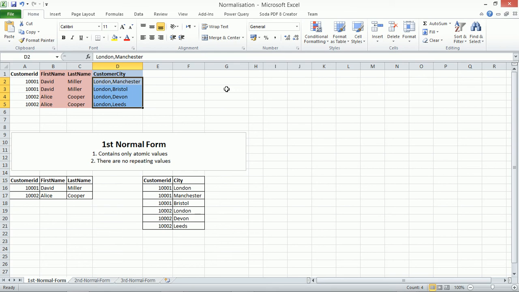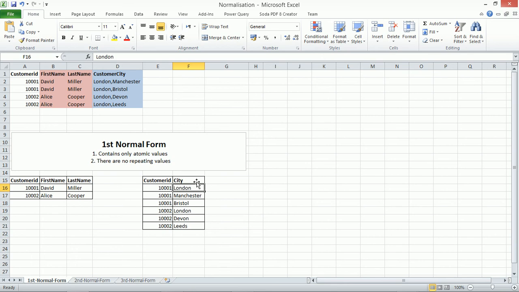multi-value attributes. So if we were to convert this into the first normal form, the first thing we will do is break this down and create a separate table. So we will have customer ID and a city, and now you see that in the city attribute there are no multi-values. There's only one London, there's Manchester, there's Bristol, but we don't have multi-value attributes.